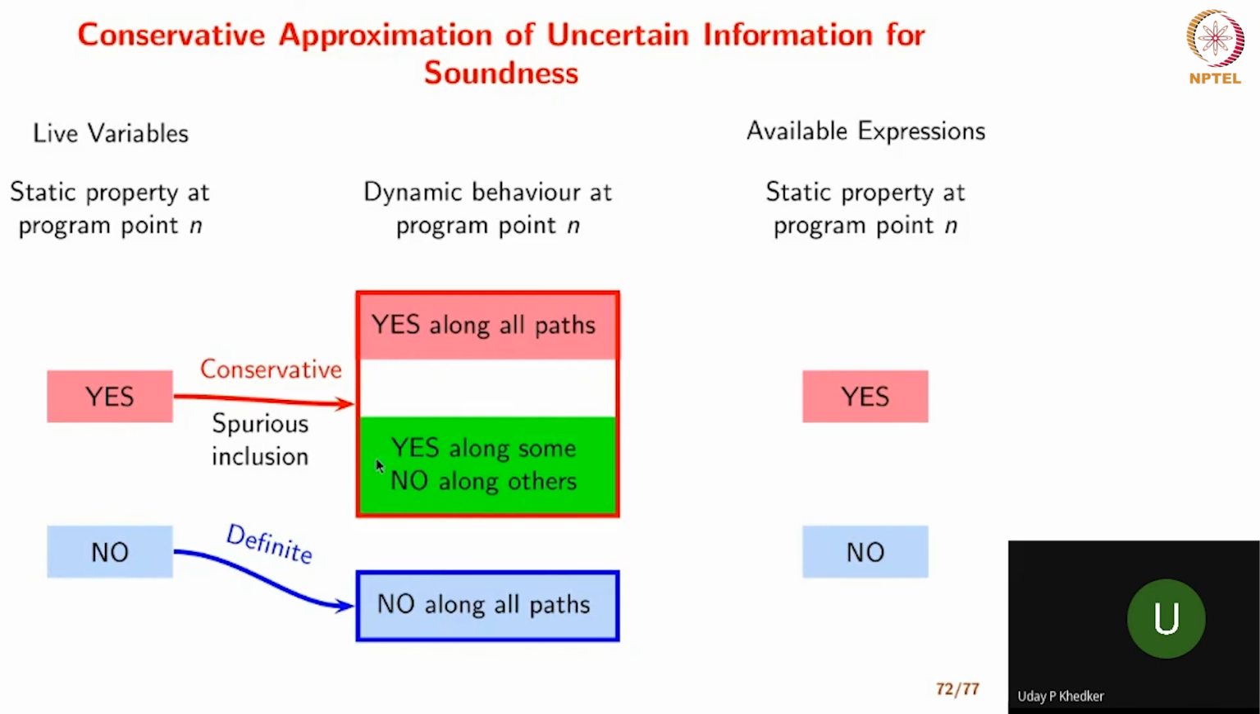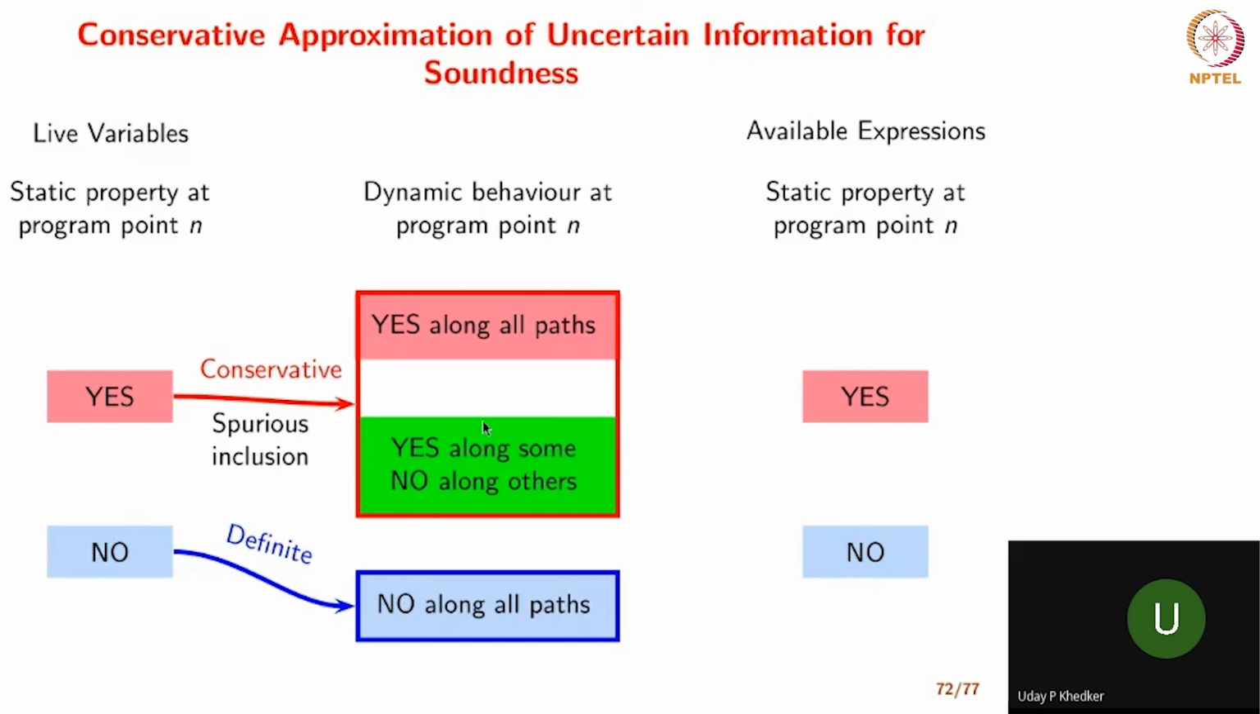Right? So live variables analysis, yes, includes both these possibilities. And when we mark a variable to be non-live, we want it to be definite. We want it to be definitely not live along any path. Say no along all paths, or no along every path. Maybe I should use the word every path here. So this is the conservative information in case of live variables analysis, and this is the definite information.